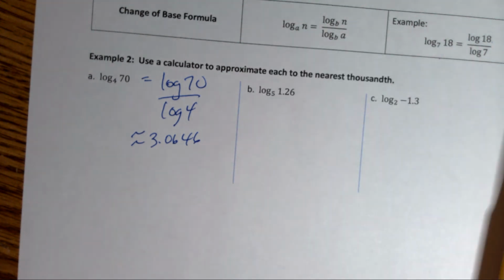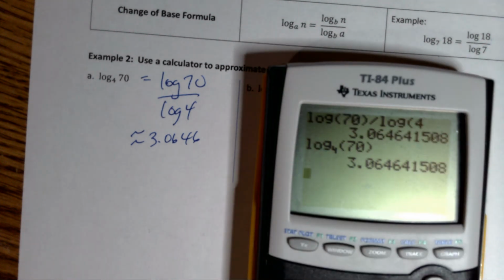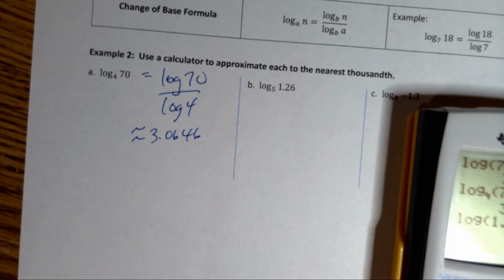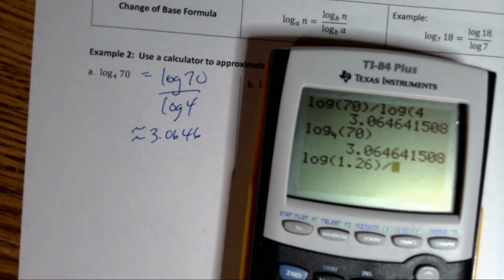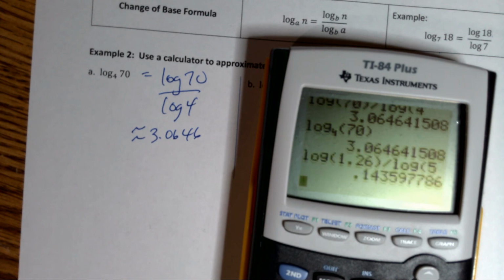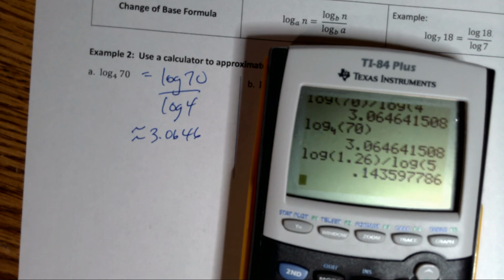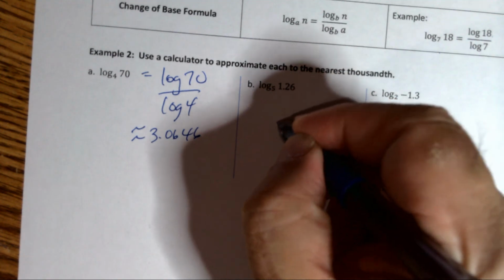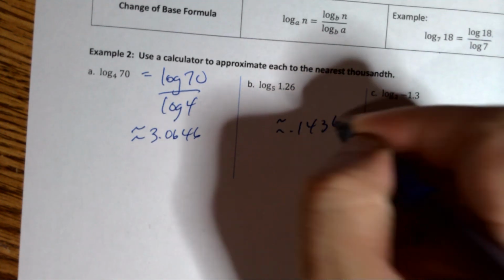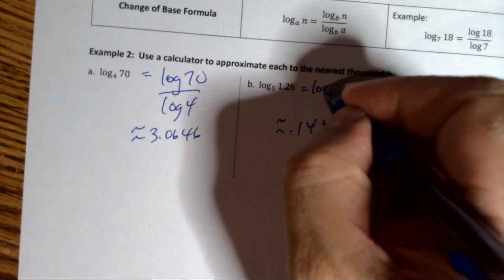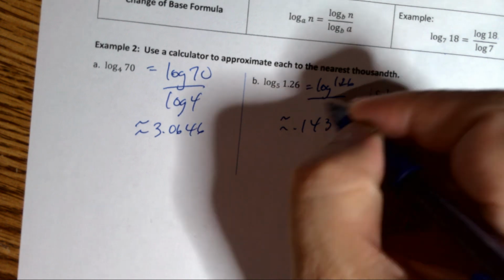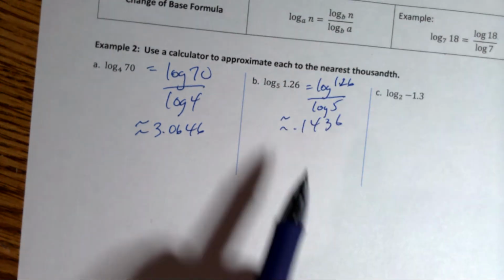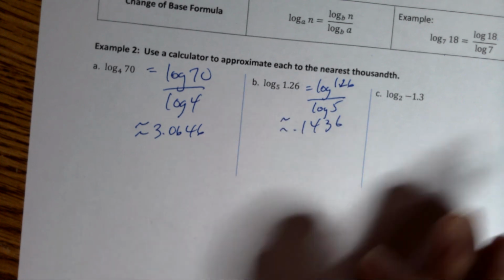Okay, that's it. So this one is just log of 1.26, close parentheses, divided by log of 5. Right, you just take log of the base, close parentheses, enter, 0.1436. Oh, I forgot to change it. So this is log of 1.26 divided by log of 5, right? Take log of the argument over log of the base.